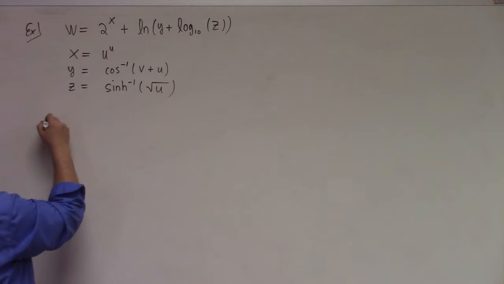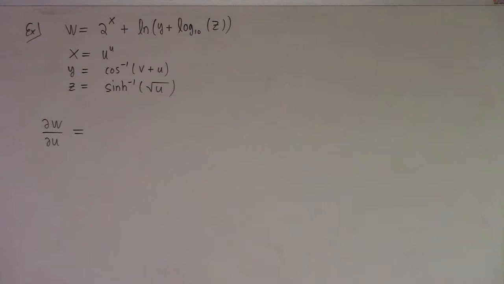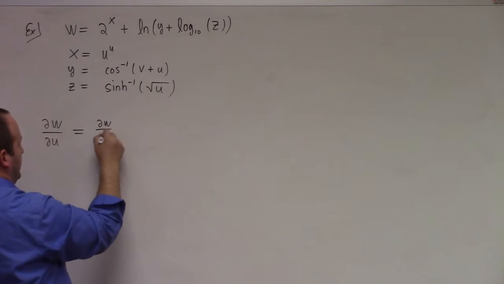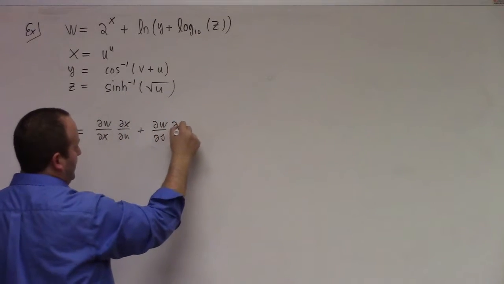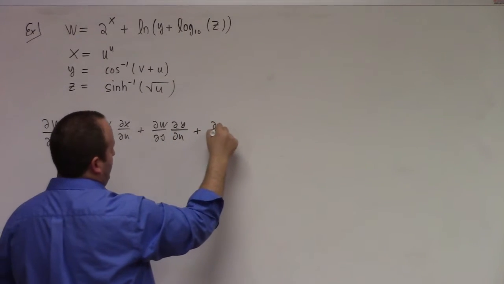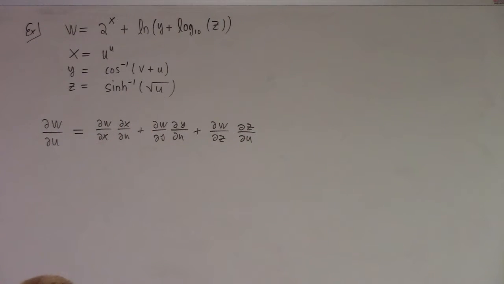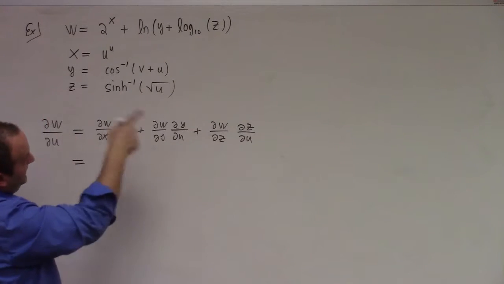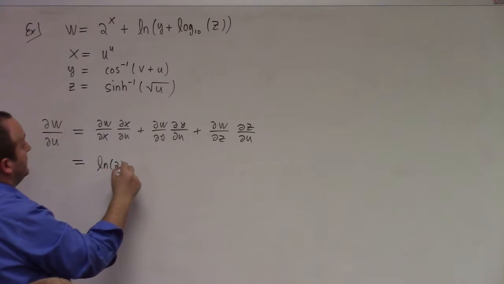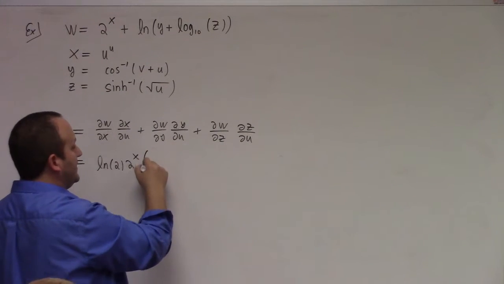So partial w, partial u then. Let me just sketch the general pattern. We do partial w partial x, partial x partial u, plus partial w partial y, partial y partial u, right? Plus partial w partial z, partial z partial u. Let's see here. So the derivative with respect to x of that expression is the natural log of 2 times 2 to the x. I don't know if you knew that or not. Well, there it is. Partial x partial u, I feel like I need this much space for.